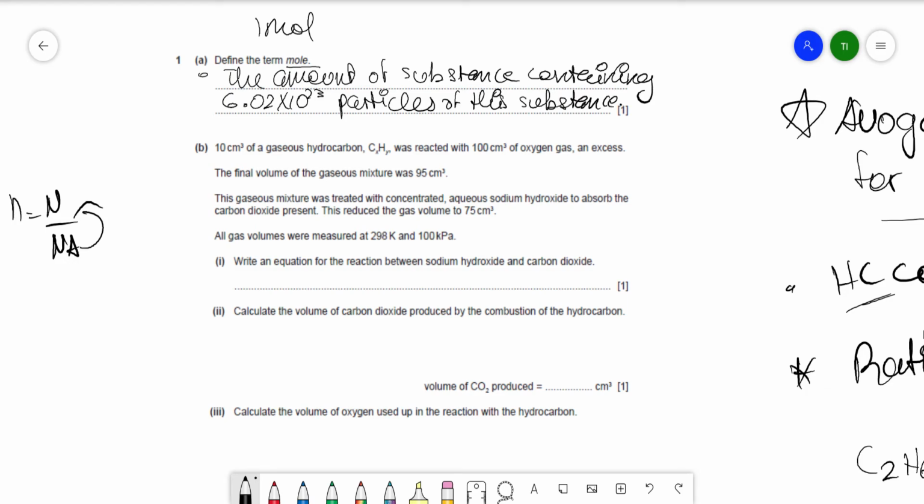Yeah, instead of writing 6.02 times 10 to the power 23, you could just say Avogadro's constant number of particles, but it's better to be more specific. So we'll move on to the main part of the question.